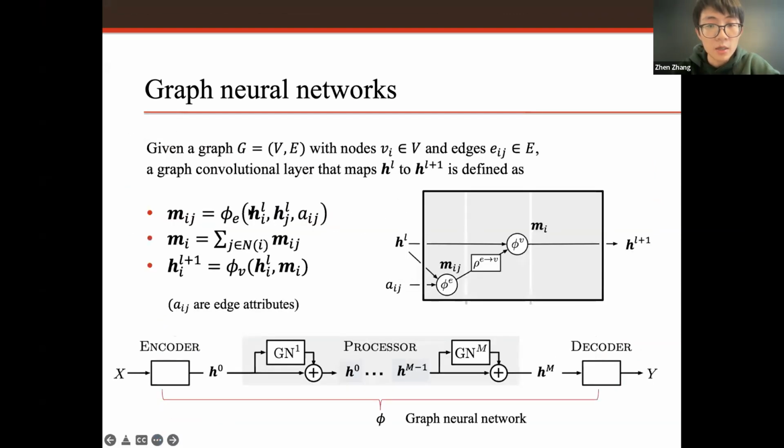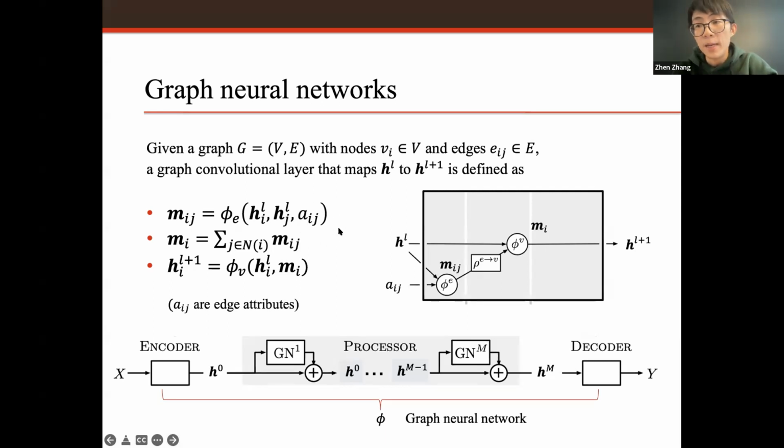And so here is the graph neural network architecture that they utilize to do this kind of simulation. Basically, a graph network, as I just described, is composed of an encoder, a processor, and a decoder. And this processor is composed of several different graph convolutional layers that map the H^l to H^(l+1), where H^l is the latent node feature. What the graph network does is take these latent node features and also the a_ij, which are edge attributes.